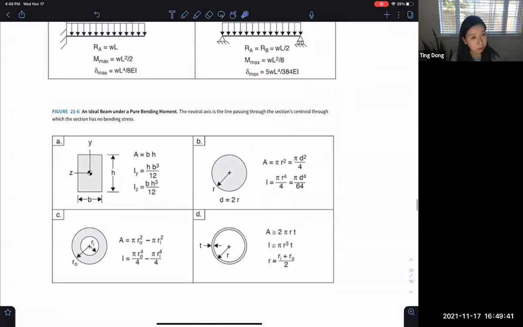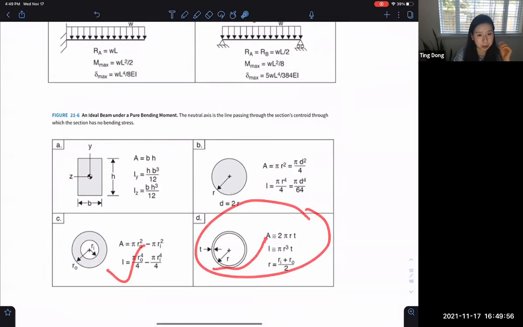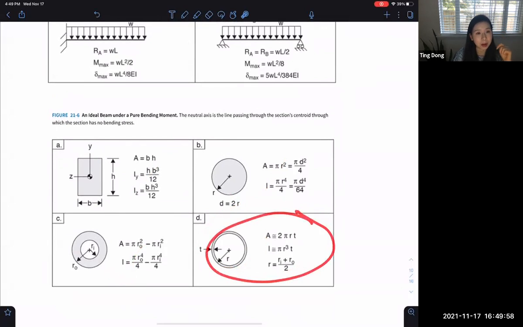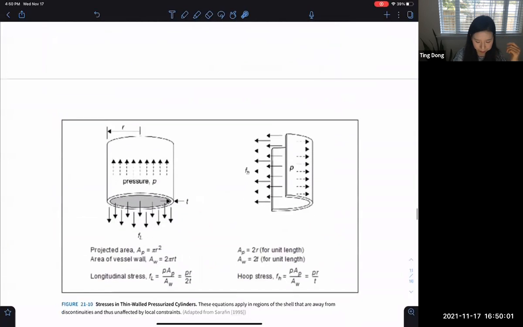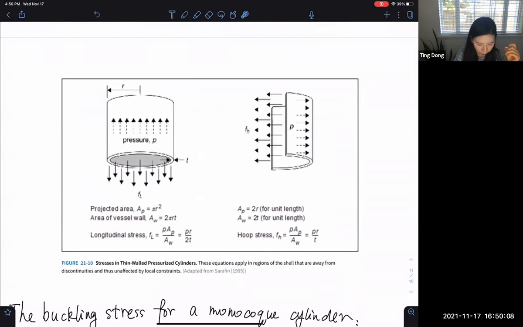And also, this is the moment of inertia for different cross sections: solid, hollow, and this is a thin wall structure. And again, this is what we will use later for our structure analysis. And also for a pressurized vessel, we need to know how to calculate the longitudinal stress and hoop stress. So this is how we calculate. This is the equation for longitudinal stress, and this is the equation for hoop stress.